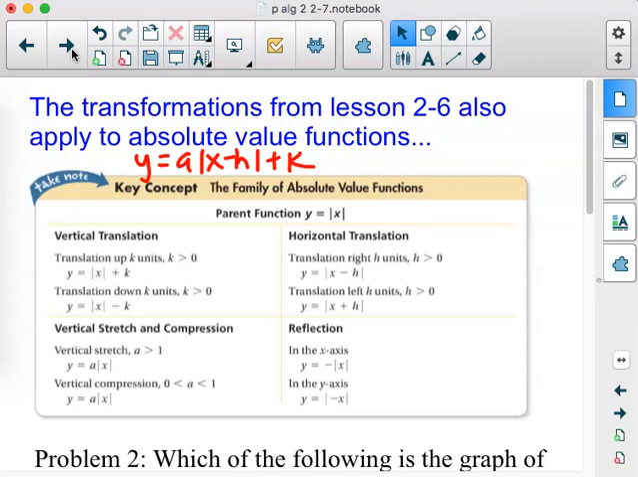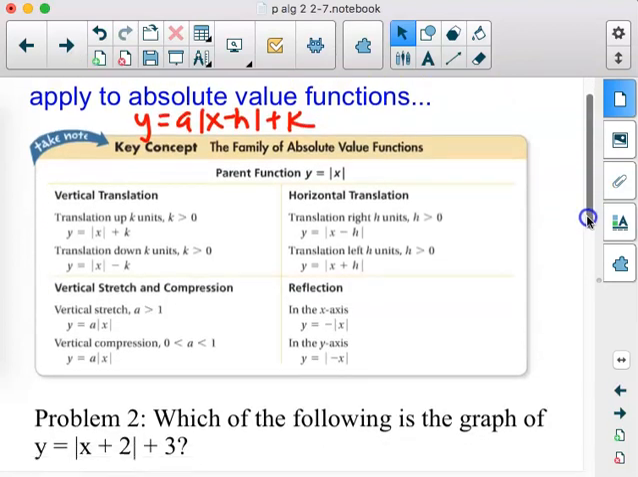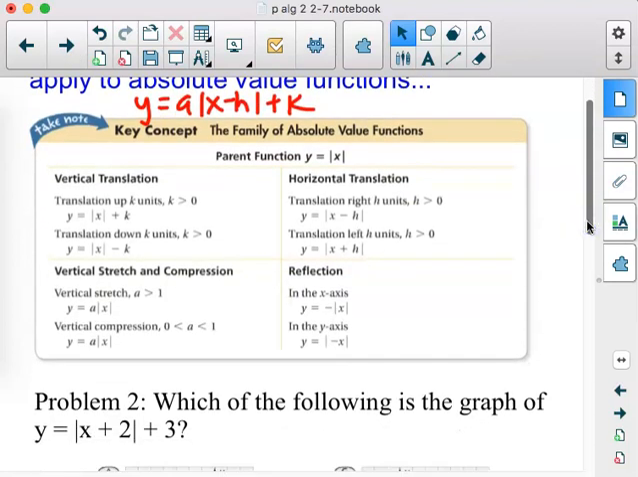Now, if we're changing the slope, that's because of that a value that's out in front. A is the slope. Now, if a is bigger than 1, it's like making your V shape out of rubber bands, grabbing the top and the bottom and stretching it. It's called a vertical stretch. If it's a fraction between 0 and 1, that actually squishes it. That's called a compression. But we're just going to use it as slope.